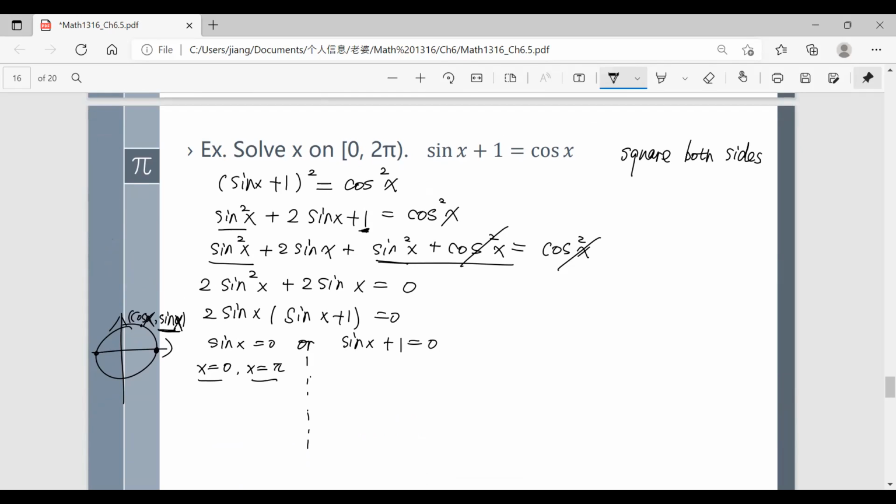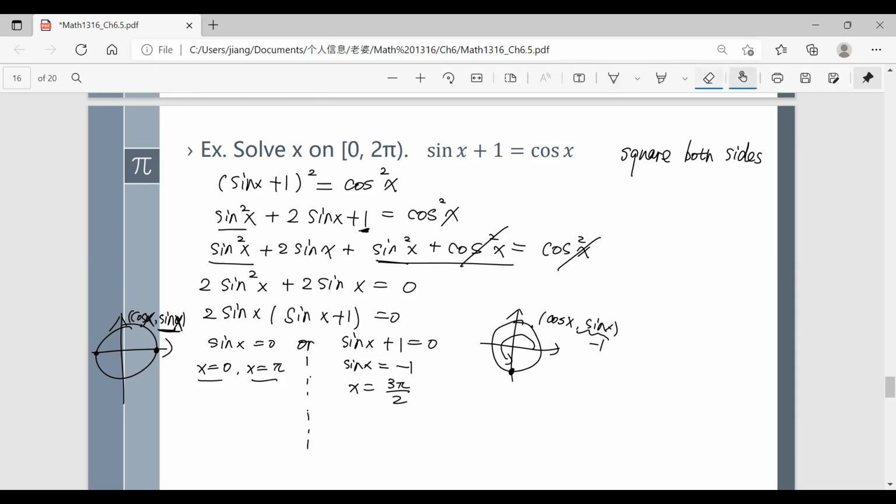And then how about sine x plus 1 equals 0? Sine x equals -1 on the unit circle. So the y's value, cosine x, sine x, that means this term is -1. So y's value -1 is here. That means from here to here, x equals 3 pi over 2. So we find 3 angles.